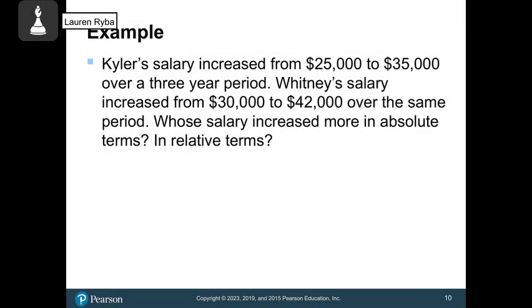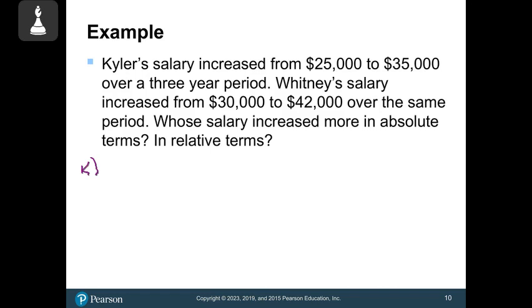Kyler's salary increased from $25,000 to $35,000 over a 3-year period. Whitney's salary increased from $30,000 to $42,000 over that same period. Whose salary increased more in absolute terms and then in relative terms? So I'm first going to work with Kyler.